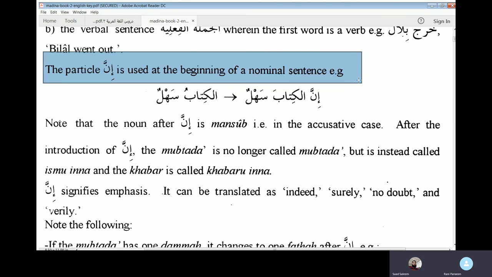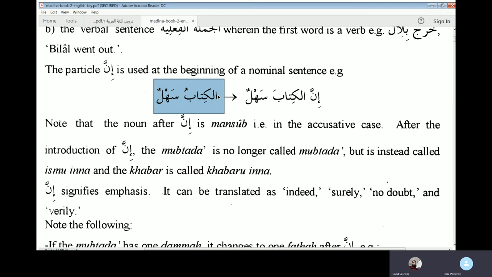The particle inna is used at the beginning of a nominal sentence. For example, innal kitaba sahlun. الكتاب سهل.